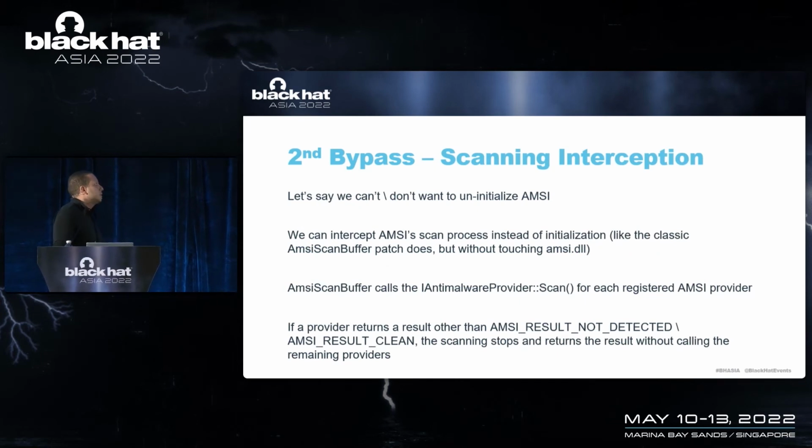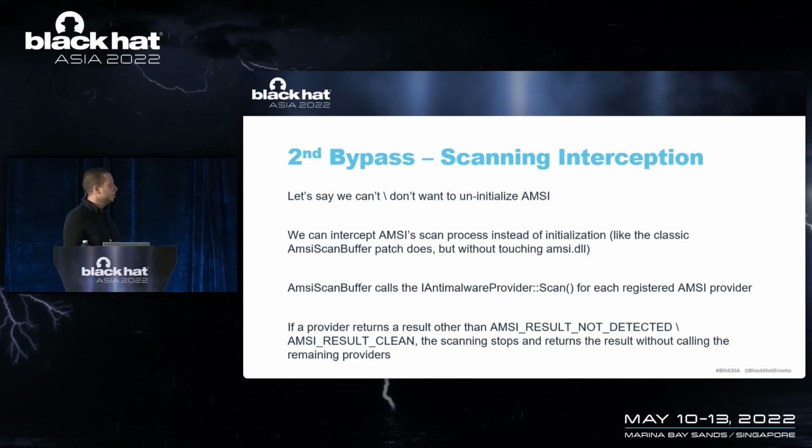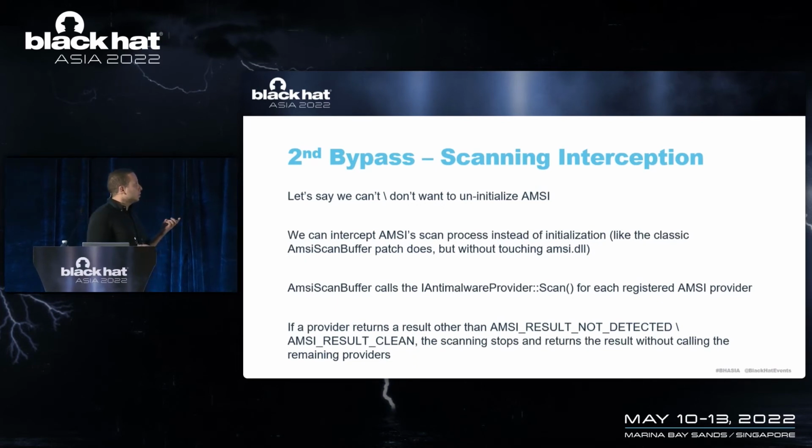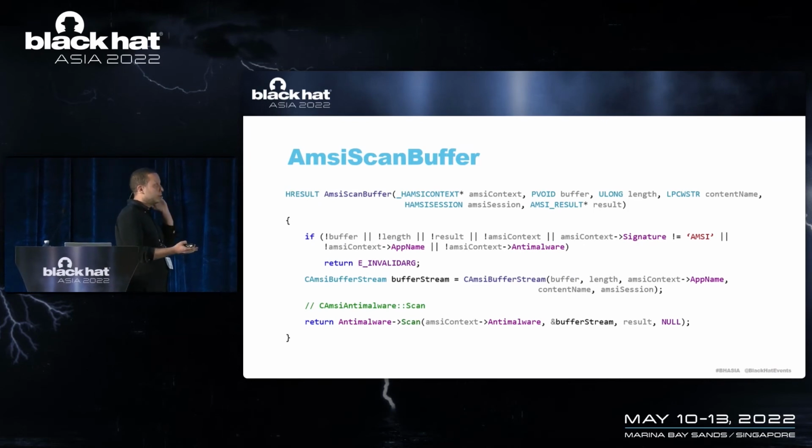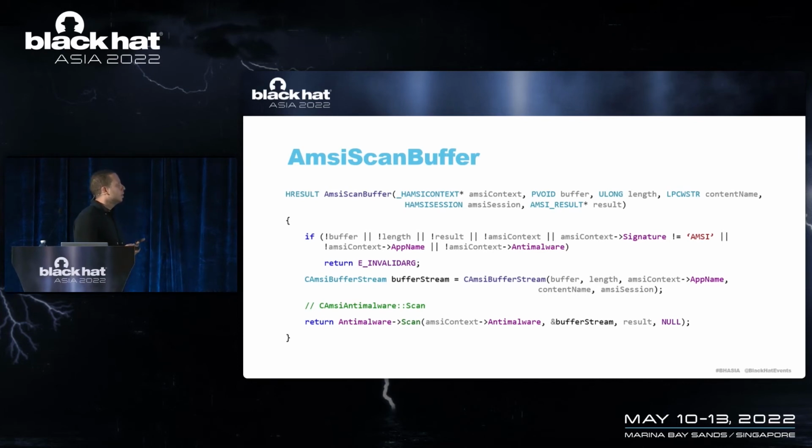The second bypass script is going to be based on scanning interception instead of initialization interception. Scanning interception is the classic way to disable AMSI, and as we've seen, we can implement this by patching the AMSI scan buffer function. But again, like we've seen, the AMSI scan buffer function is really monitored, and it's a memory area that we don't want to touch right now. Another option is to take a better look at AMSI scan buffer and understand how this process works. When we understand how it works, we'll be able to interfere with scan requests.